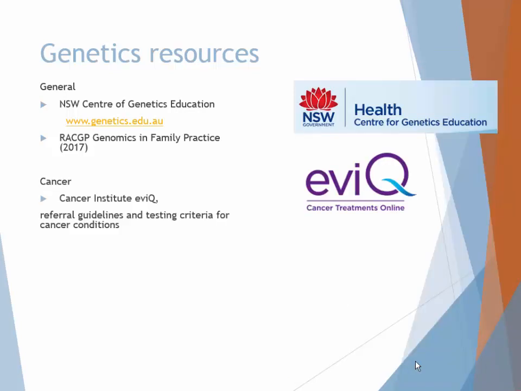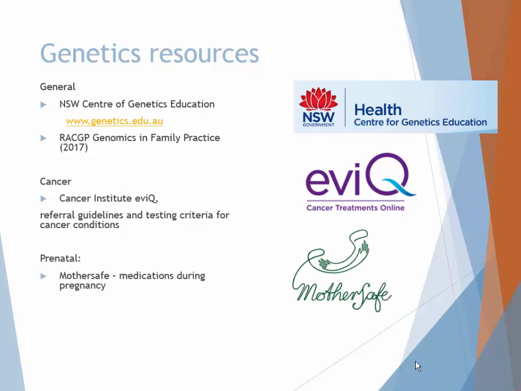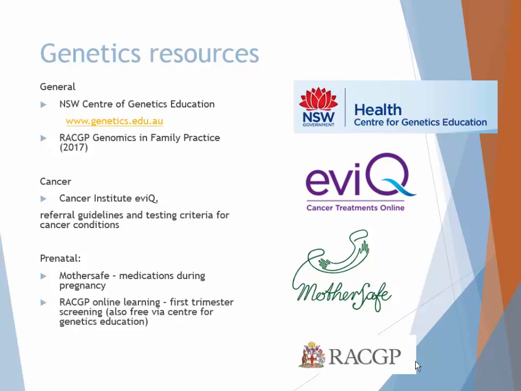For cancer, there's Evicue, which I've already harped on about. For prenatal, there's a service called MotherSafe, for people who are concerned about exposures during pregnancy. It's a quick phone call where you can provide brief information and get advice on whether that's a concern or not. There's also an online program for prenatal first trimester screening on the RACGP website.